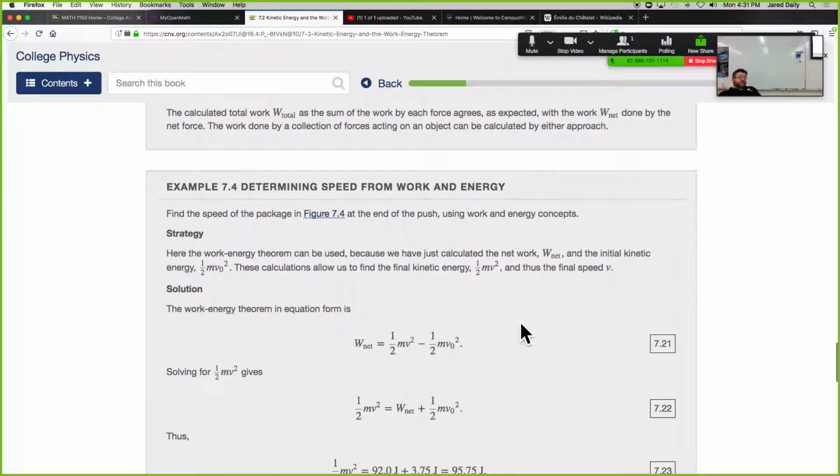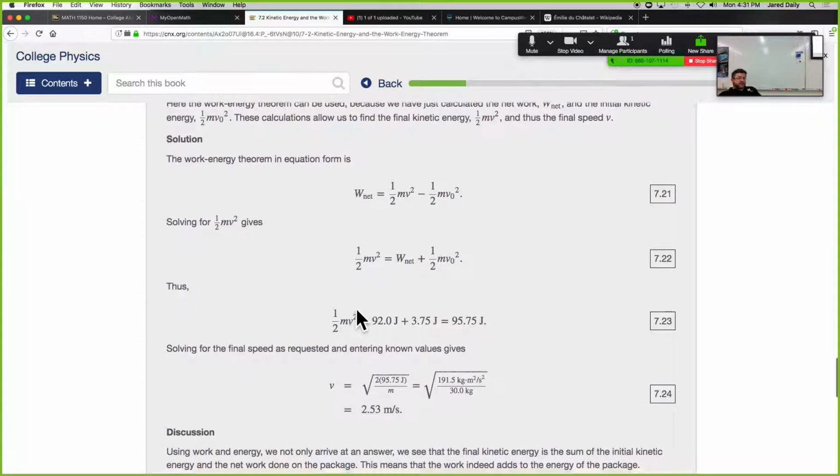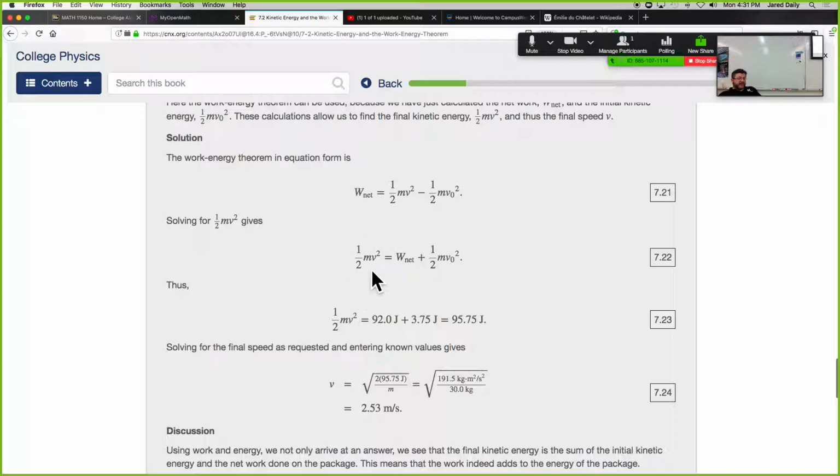Now we're going to use the work energy equation. We want to find the speed of the package after it's been pushed. Well, we know the initial speed. They told us the initial speed was 0.5 meters per second, so that would go in here for V naught. We would have to square that eventually. The mass of the package goes in each spot, and we know the work done from the previous problem. So we put in all the numbers we know and we solve for the final speed.